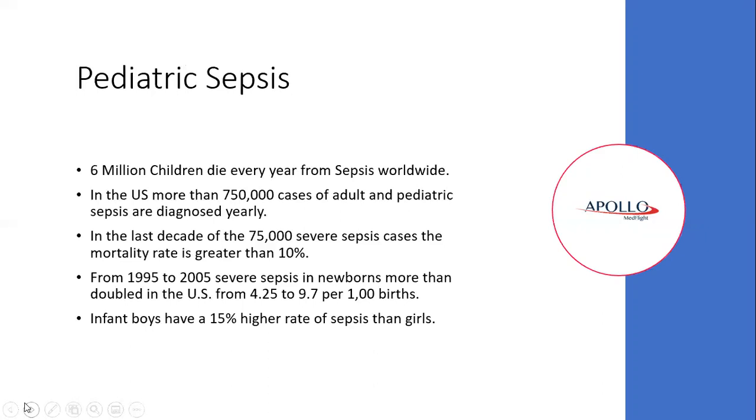Pediatric sepsis, just a general overview of some statistics. 6 million children die every year worldwide from sepsis. In the United States, more than 750,000 cases of adult and pediatric sepsis are diagnosed every year. In the last decade, of the 75,000 severe sepsis cases, the mortality rate is greater than 10%. From 1999 to 2005, severe sepsis in newborns more than doubled in the United States, from 4.25 to 9.7 per thousand births. Infant boys have a 15% higher rate of sepsis than girls.